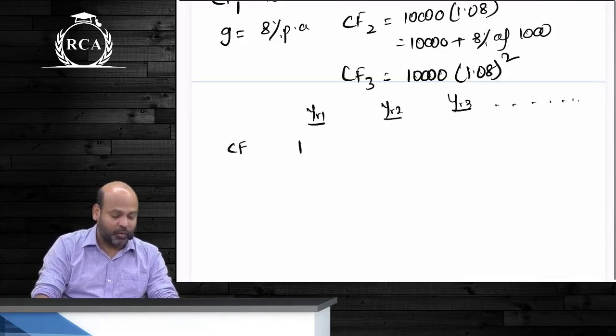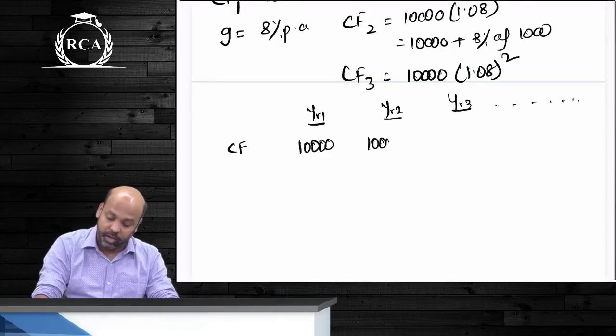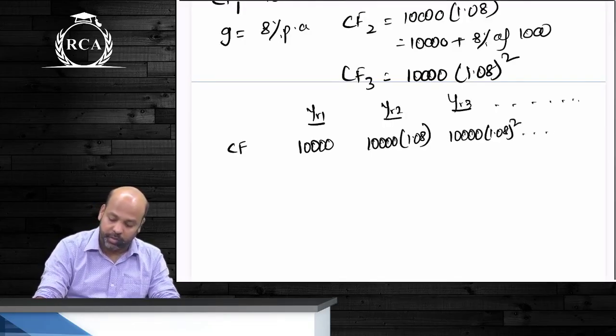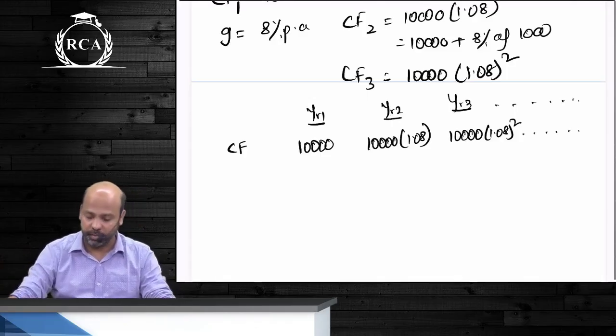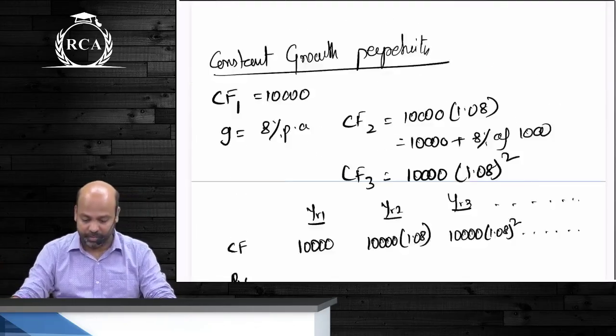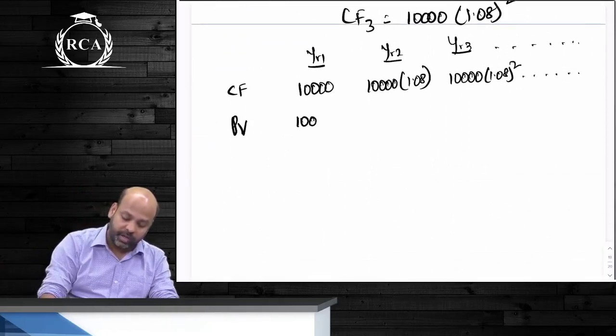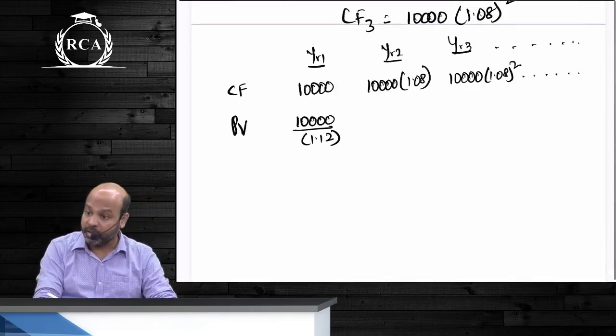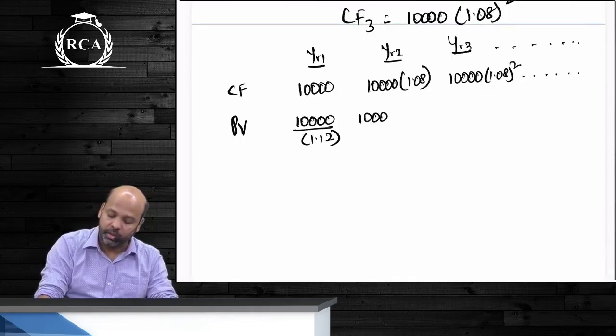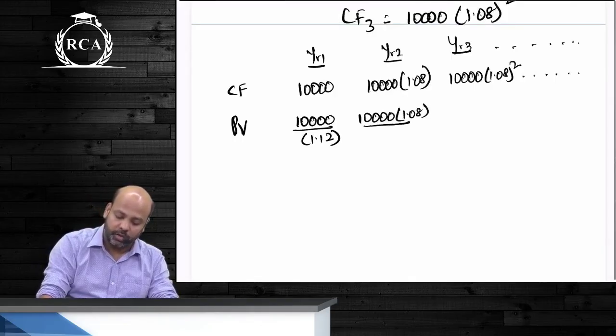So cash flow of year 1 is 10,000. Cash flow of year 2 is 10,000 into 1.08. Cash flow of year 3 is 10,000 into 1.08 whole square, and so on. It will keep increasing at the rate of 8%. The present value of that, what did we take the discounting rate as? 12%. The present value of the first 10,000 will be 10,000 divided by 1.12. What will be the present value of the second cash flow? 10,000 into 1.08 by 1.12 whole square.